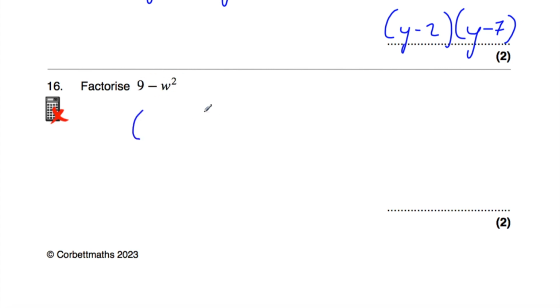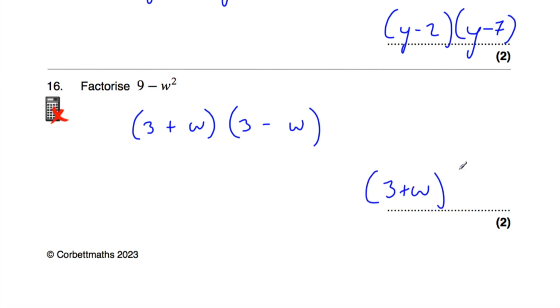So let's do our brackets, bracket, bracket, bracket, bracket, and let's square root both of them. So square root of 9 is 3, so put 3 at the front of both brackets, and the square root of w squared will be w, so w, and one with a plus sign and one with a minus sign. And if we were to expand these brackets, we would get 9 minus 3w plus 3w, they'll add together to be 0, and then minus w squared, so we'd end up with 9 minus w squared. So factorizing 9 minus w squared will be 3 plus w, 3 minus w, and that's it.